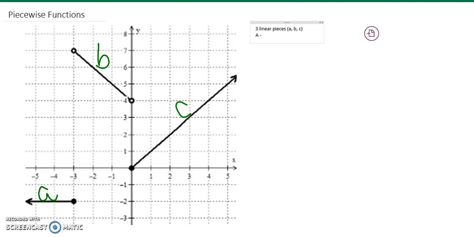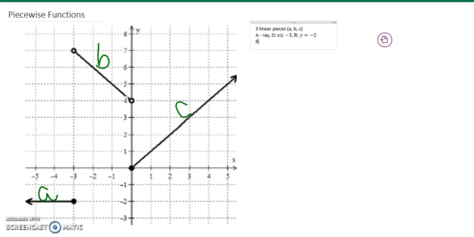Segment A is actually a ray and has a domain of x less than or equal to -3. The range of the ray A is y equals -2.